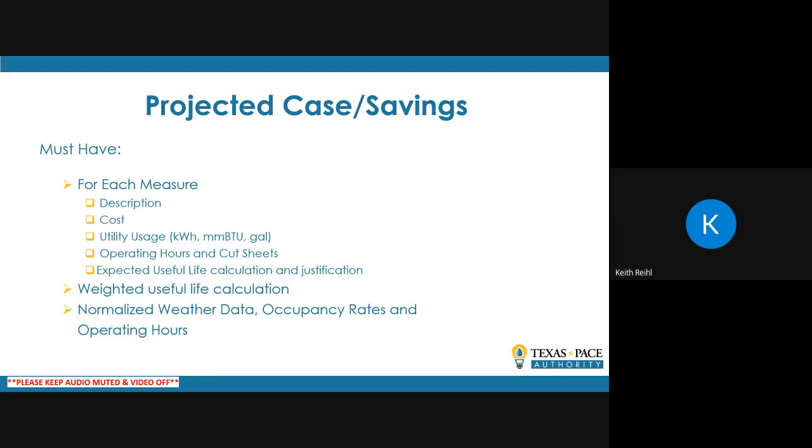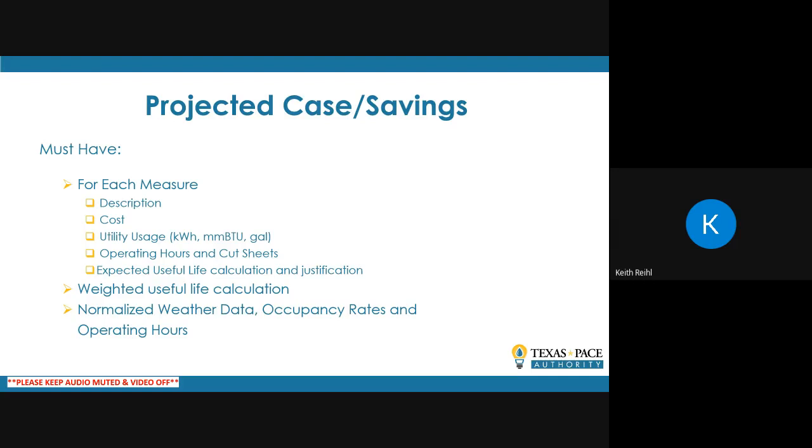If you were putting in a system, I will tell you that simulating a building control system would be harder with a spreadsheet than if you use some sort of software to try and understand it. But a building control system, if it had something in place, is not going to save as much as if it didn't have anything in place and now you're actually controlling when things are running and off. You want a weighted and useful calculation, again with normalized data, occupancy rates and operating hours. So you want to make sure that all that data is realistic and right.